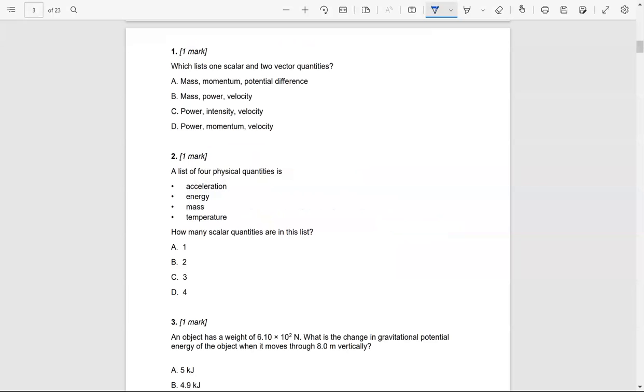Question 1, we're looking for one scalar and two vectors. The answer is D. Power is scalar and momentum and velocity are vectors.